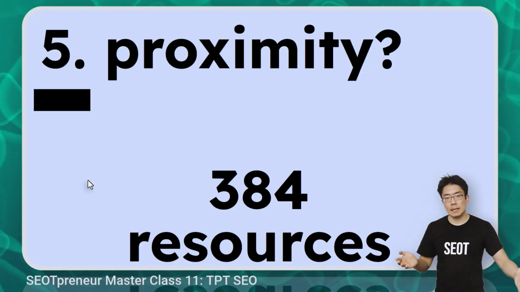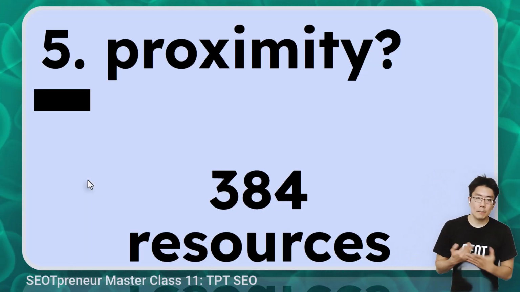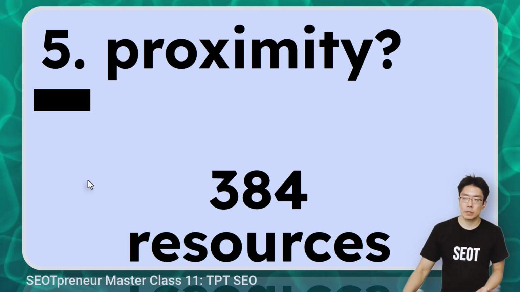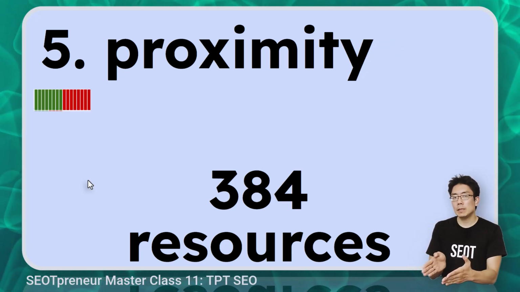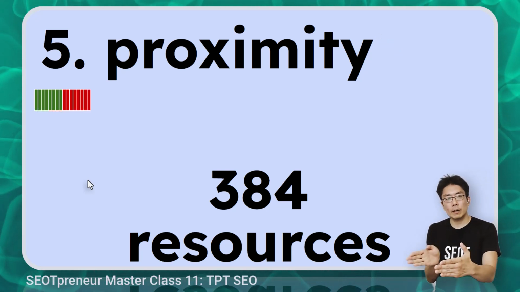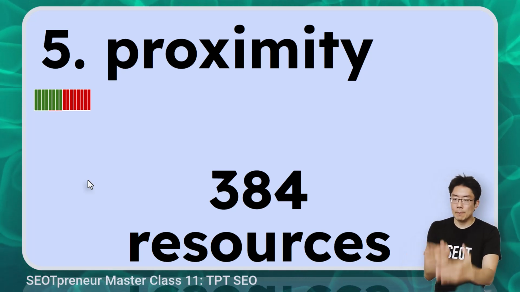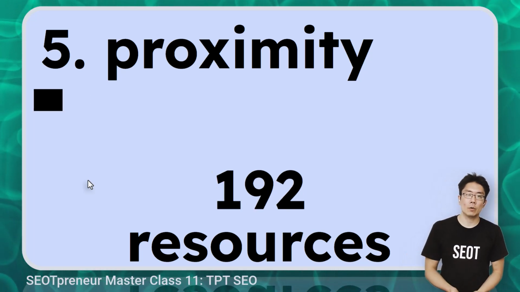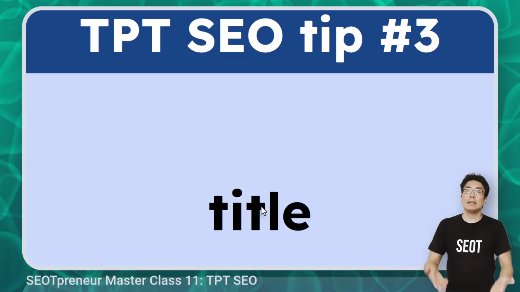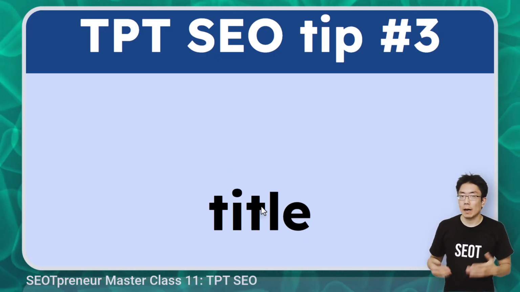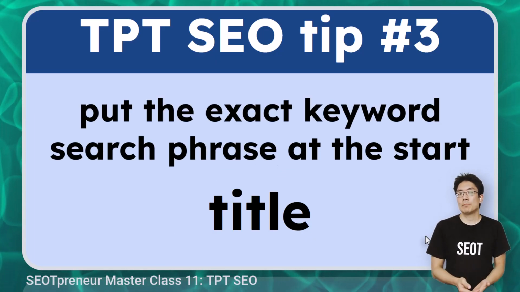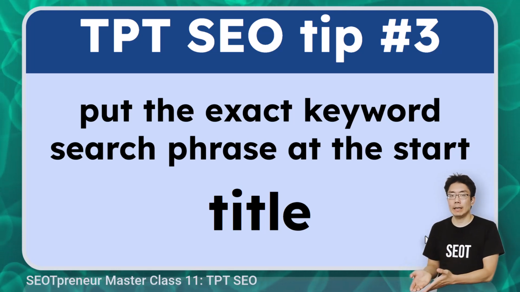And so basically in this tie-breaking rule, if I'm competing with 384 resources, but I have a lower proximity score because I have the exact search phrase in my product title, then I'm in the first group and now I'm competing with 192 resources. In TPT SEO tip number 3, I talked about the title and how it was important to put the exact keyword search phrase at the start.